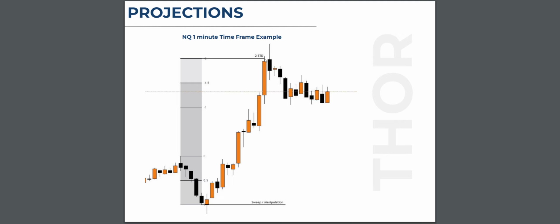And this could have happened at -1.5 as well. So I don't have a specific rule for -2 or -1.5 or whatever. But again, the order block projections love -1.5 and -2. Whichever rejects, you collapse your trade.